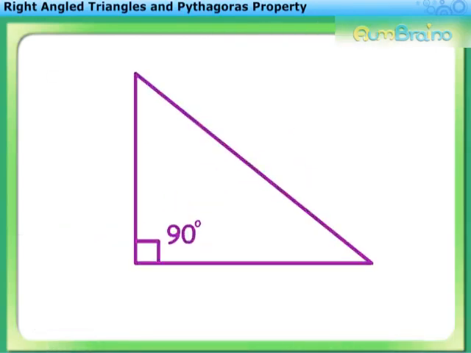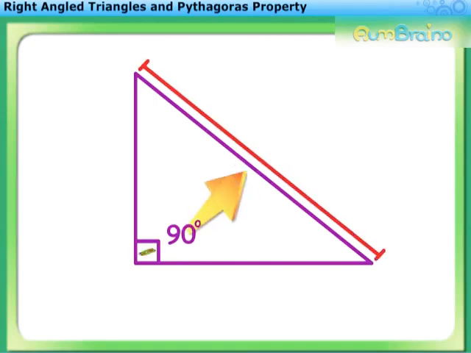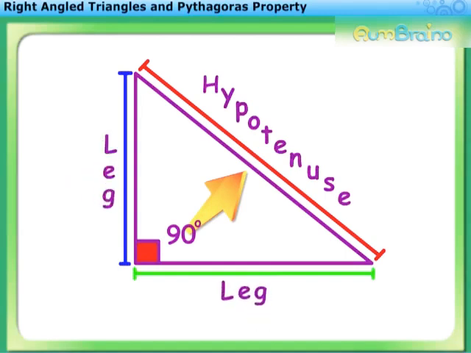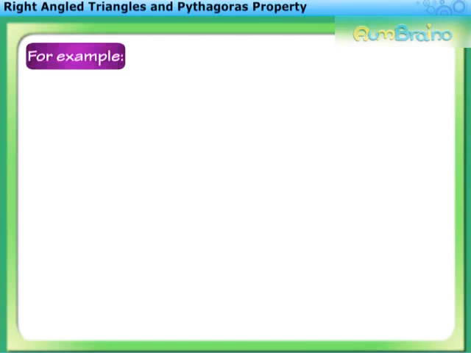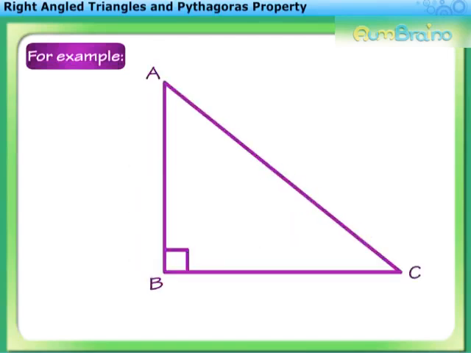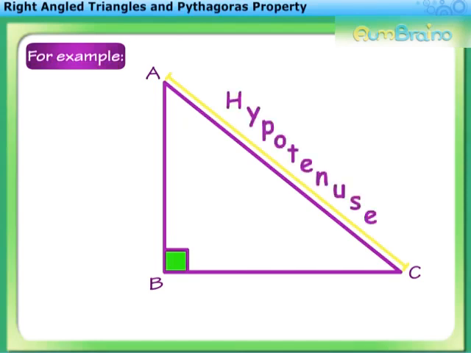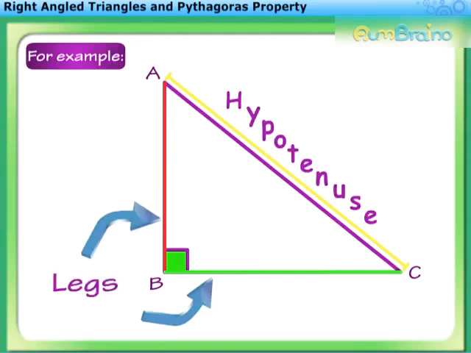The sides of a right-angled triangle have special names. The side opposite to the right angle is called the hypotenuse, and the other two sides are known as the legs of a right-angled triangle. For example, in triangle ABC, right-angled at B, AC is the hypotenuse, and AB and BC are the legs of the triangle ABC.